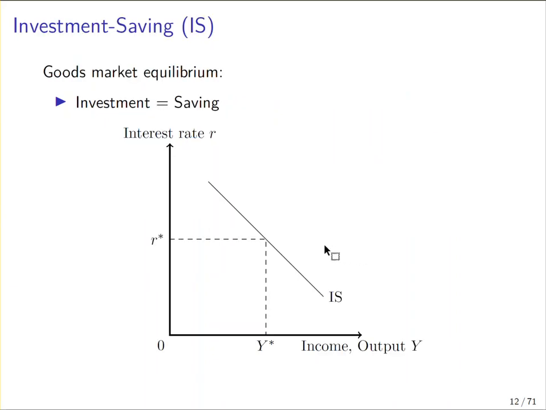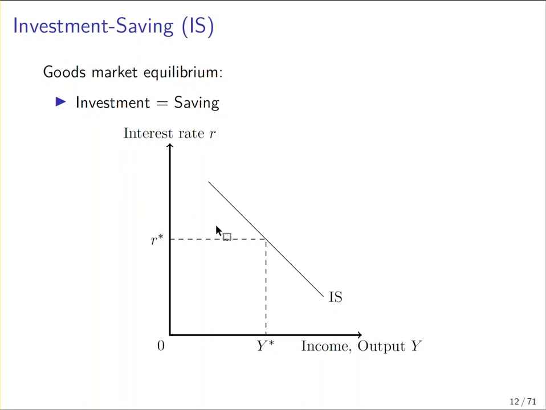So let's look at the investment saving. Again, it is the idea that investment is equal to saving, and this gives us this downward sloping line, right? Which means when output goes in this direction, interest rate would go down. The higher the output, the lower the interest rate. And probably we want to know why it's downward sloping, okay? We are going to derive that in the next few slides.